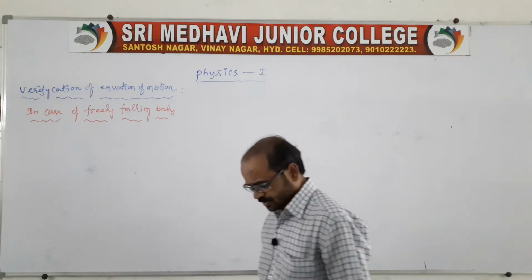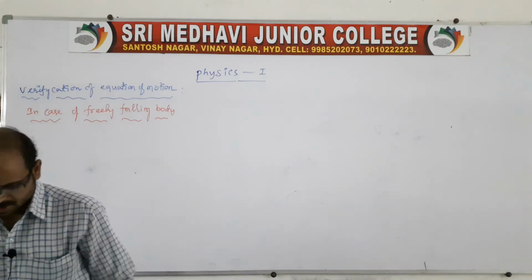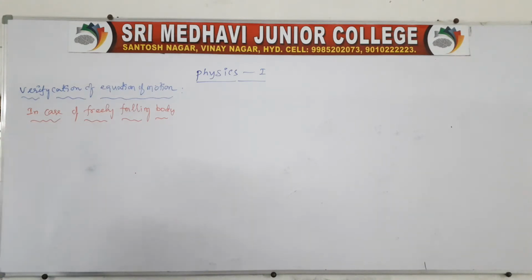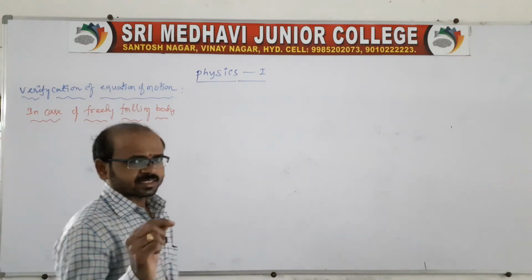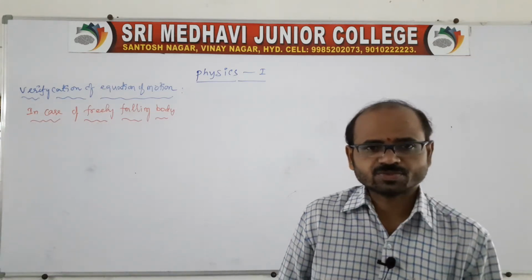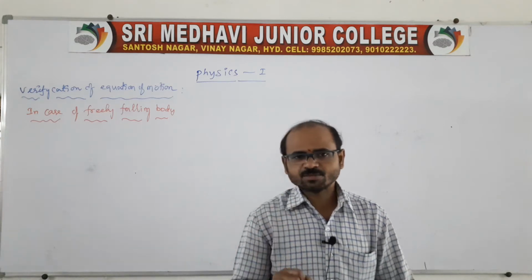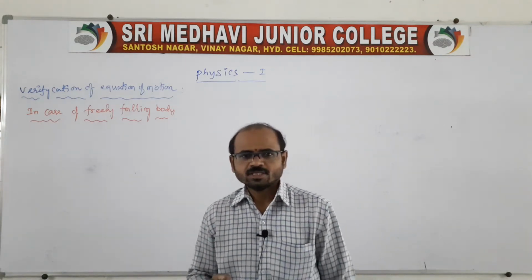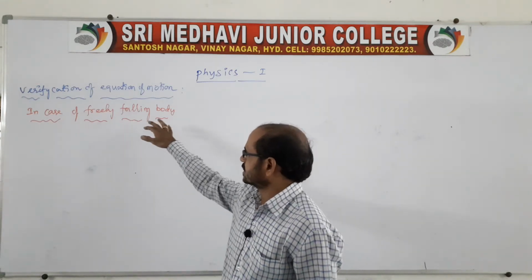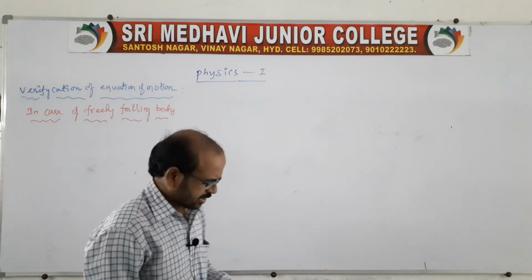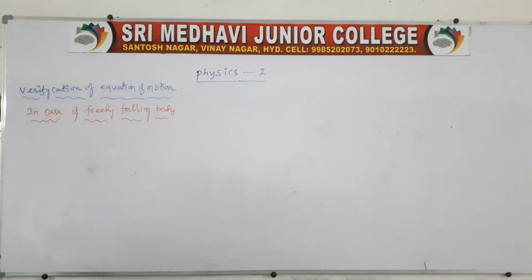See, in case of a freely falling body, in the previous class I told you very clearly about acceleration due to gravity also. Acceleration due to gravity is nothing but a small g. Now we have to verify the equations of motion. Actually, we have 4 equations of motion.